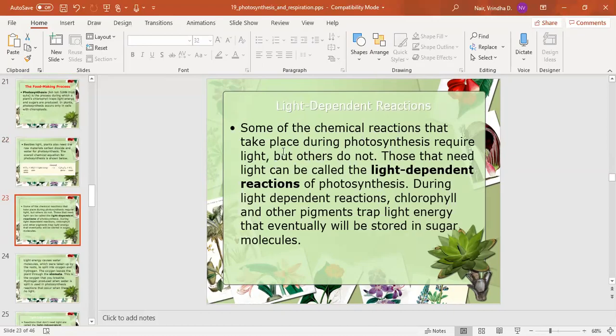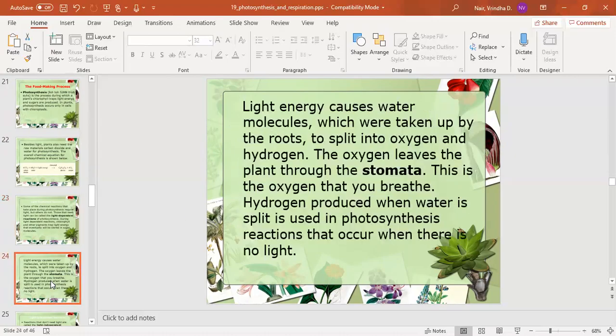Some of the chemical reactions that take place during photosynthesis require light, but others do not. Those that need light can be called light-dependent reactions of photosynthesis. During the light-dependent reaction, chlorophyll and other pigments trap energy that will eventually be stored in sugar molecules. This is just a further explanation of how the process happens: during the light-dependent reaction, the light is being trapped and stored. When the sun's light comes, the leaves trap the energy, and that energy is used to prepare sugar molecules.